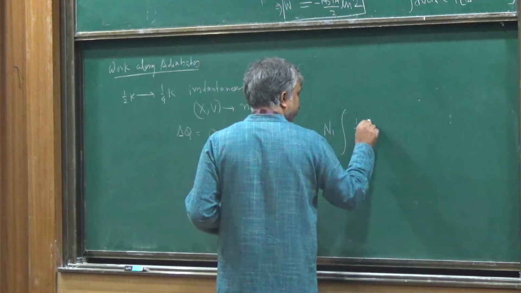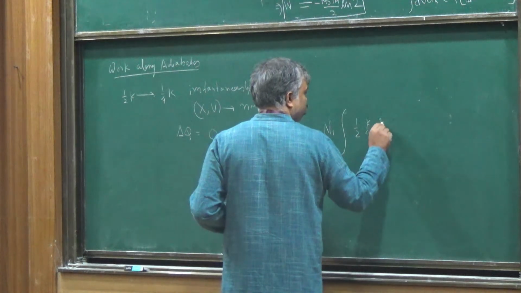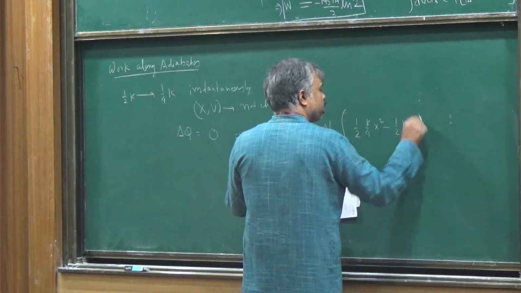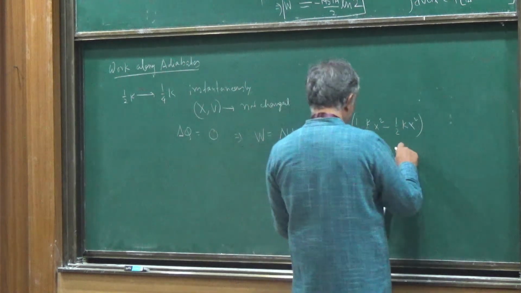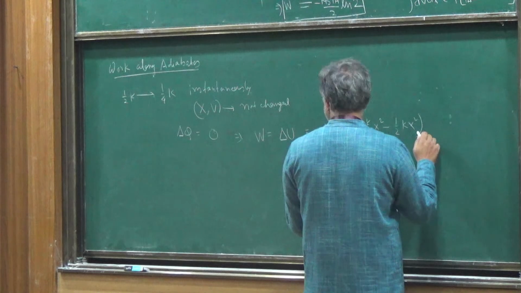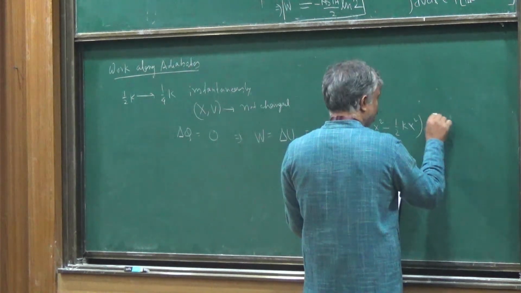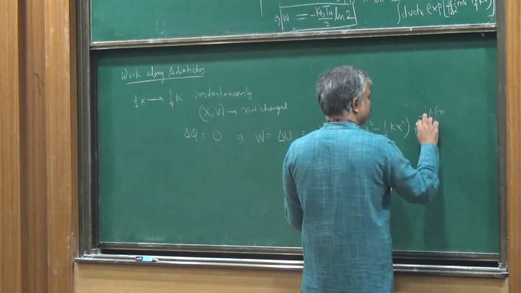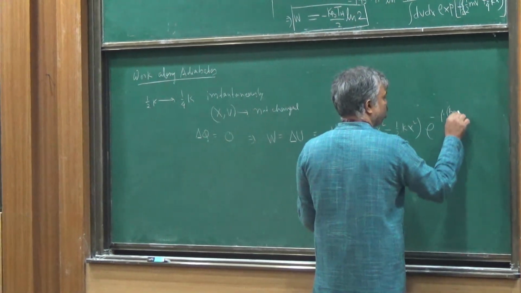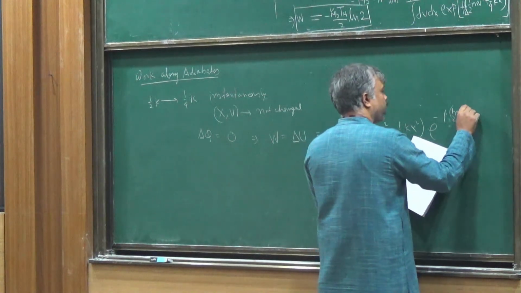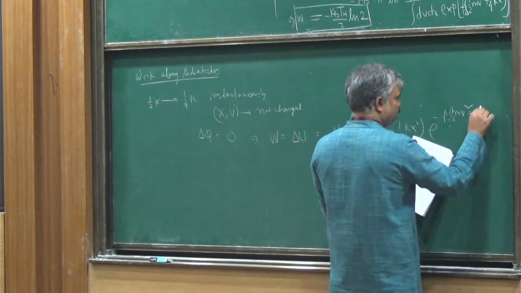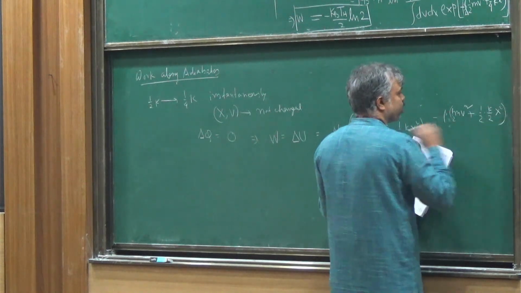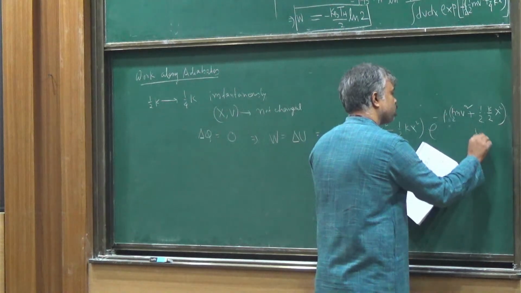The change is half k by 4 x square minus half k x square. This is the change, and then you have to average over the distribution function. The distribution function is half beta, mv square plus half k by 2 x square, dx.